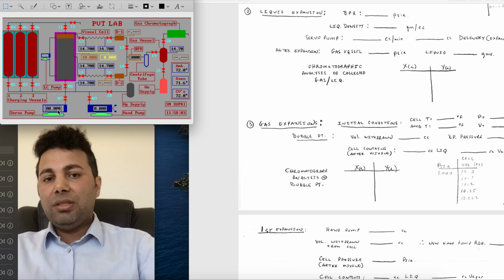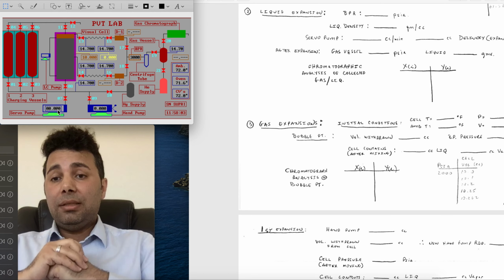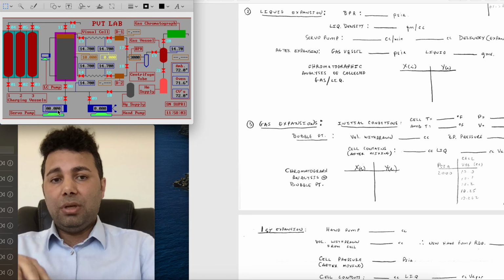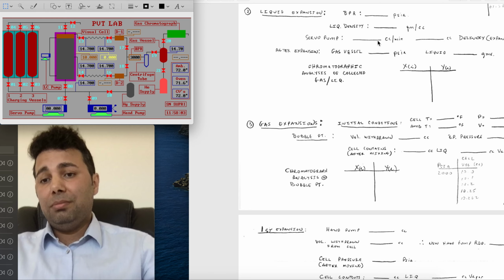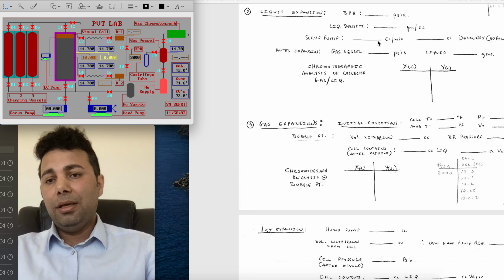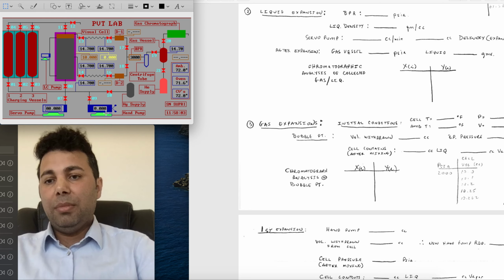And then I go to my servo pump. For example, I say I want to send 6 cc's of the liquid out. So I set the amount of delivery liquid to be 6. And I want to do it at, let's say, 1 cc per minute or 10 cc per minute. That basically gives us the time. And then if I press F4, this servo pump is going to inject that amount.